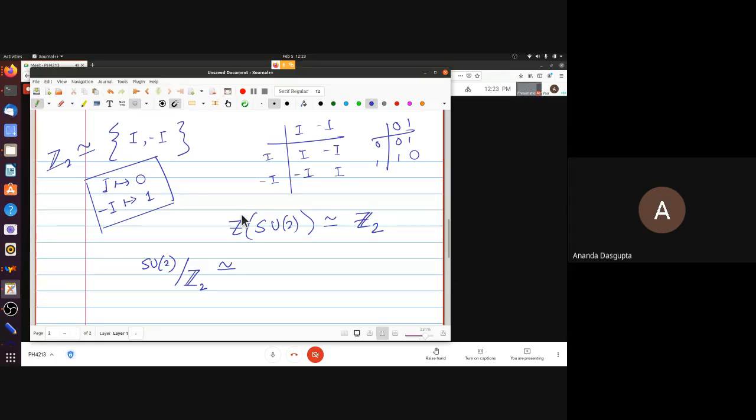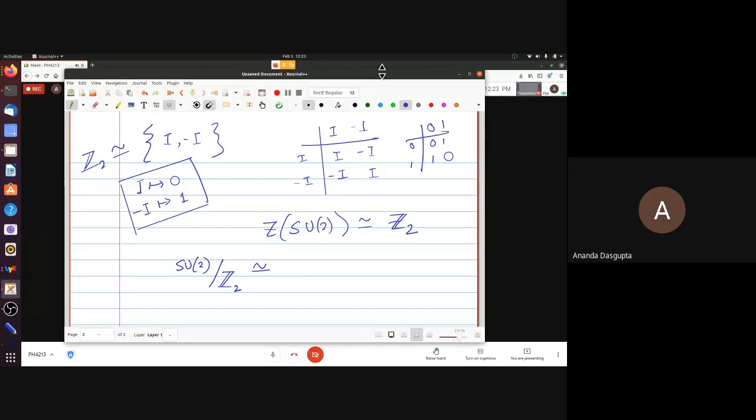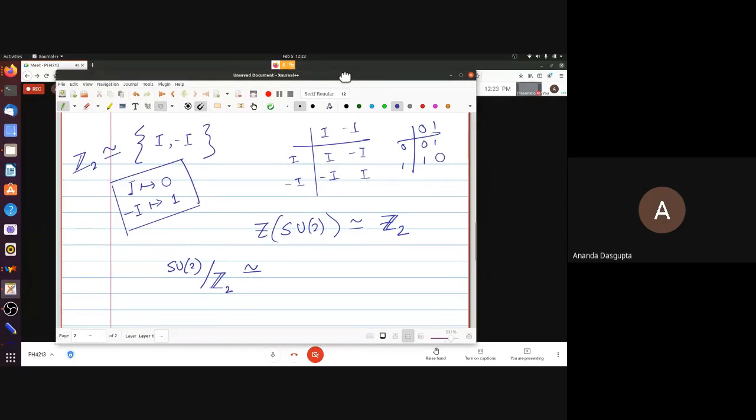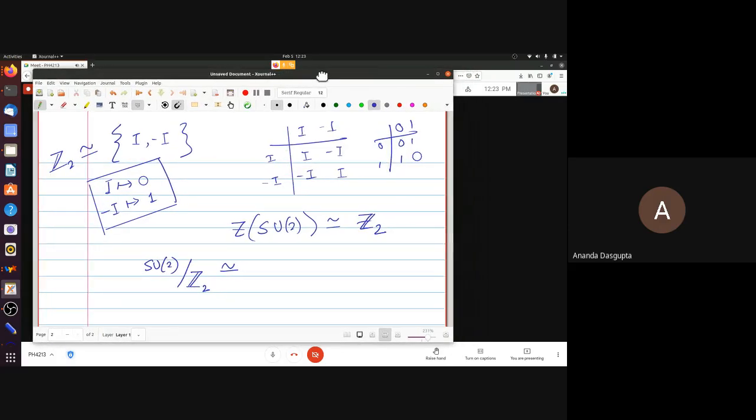Very often we will make some rather outlandish statement like some group which is obviously made out of entirely different elements is actually another group with an entirely different set of elements. But that simply means that the two groups are isomorphic and we don't bother distinguishing between isomorphic groups. So instead of saying SU2 by center of SU2, I'm saying SU2 by Z2.